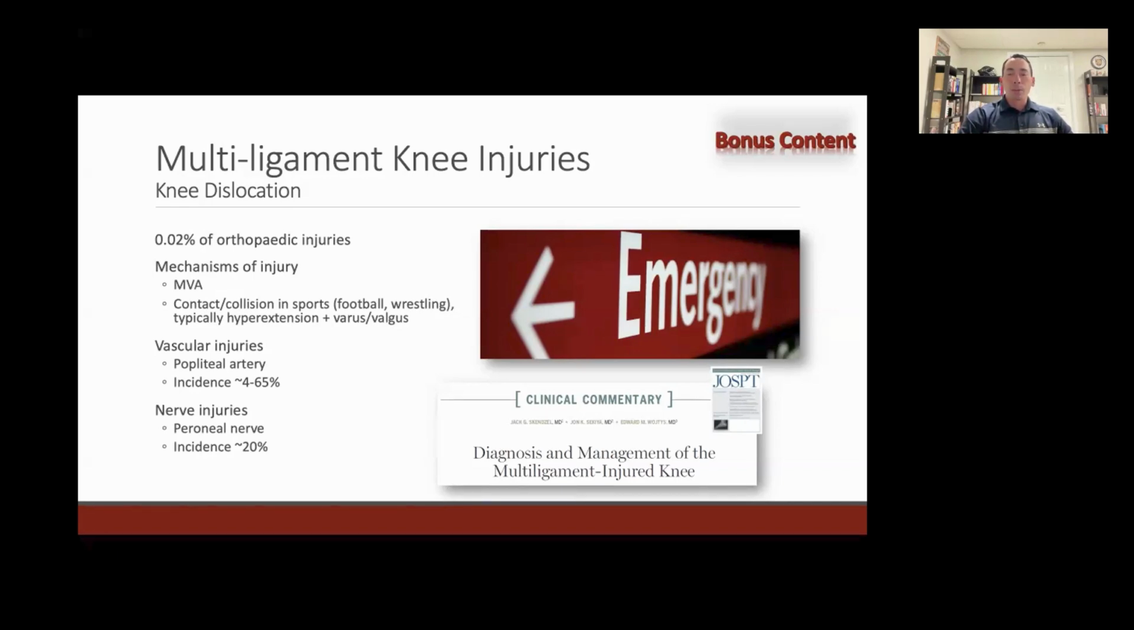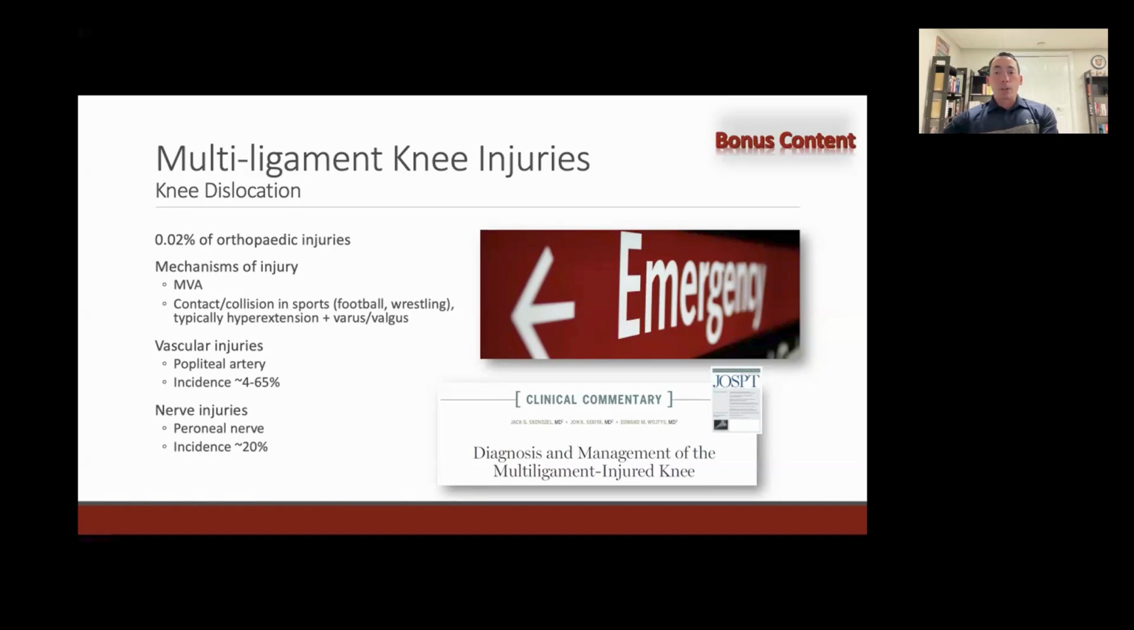The mechanism is typically hyperextension with either a varus or a valgus load. Estimates of the incidence of popliteal artery injury range from 4 to 65% in knee dislocations, and unrecognized damage to the popliteal artery can result in amputation, like I described.